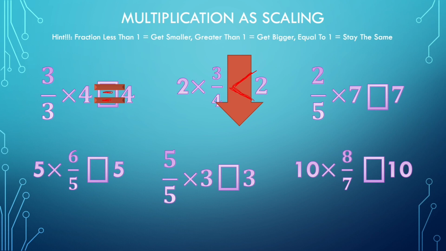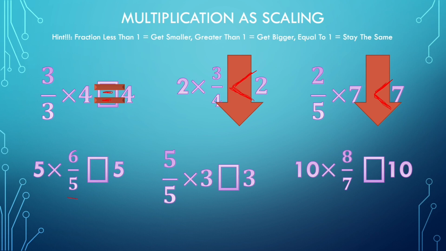With our 2/5 multiplied by 7, our answer is going to be again smaller, less than, because our fraction is less than 1. To check it, we would agree. Our 5 multiplied by 6/5, we need to think here. Are we going to get smaller? Are we going to get bigger? Or are we going to stay the same?